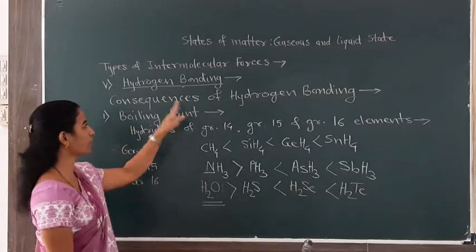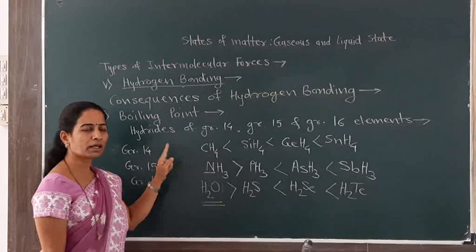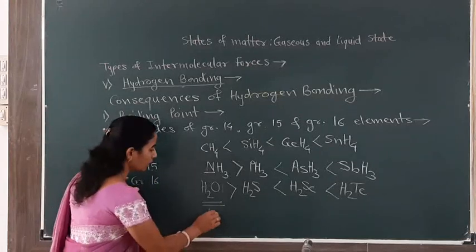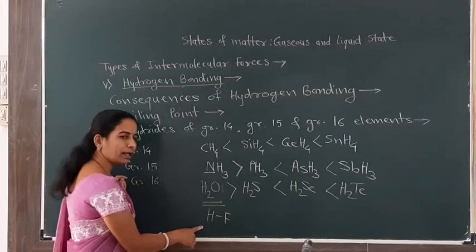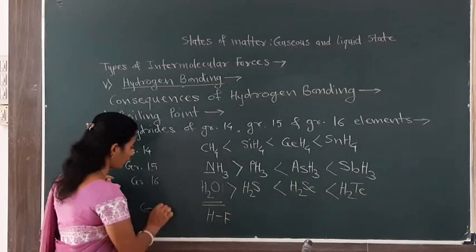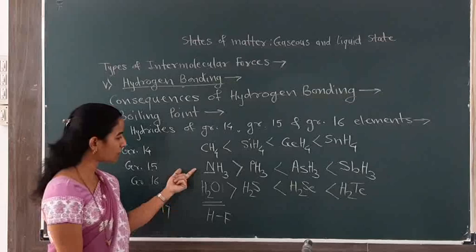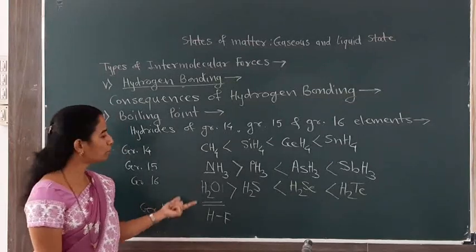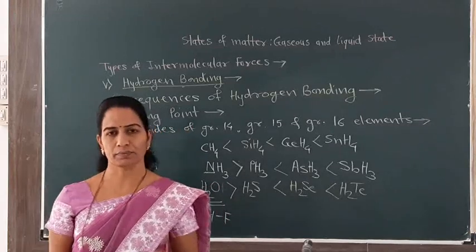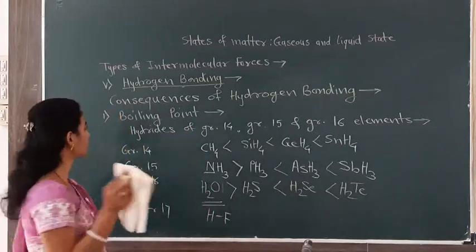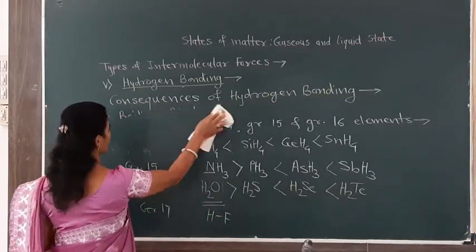So what is the consequence of hydrogen bonding? Here you will observe the boiling points of ammonia, water and HF. HF is the hydride of group 16 element. These hydrides are having more boiling points than their corresponding hydrides. Okay, this is a first consequence of hydrogen bonding.